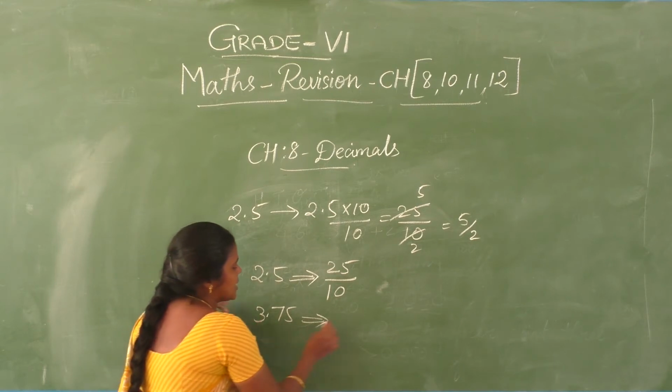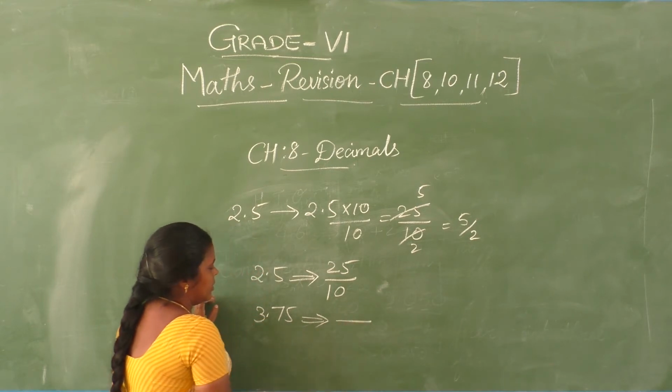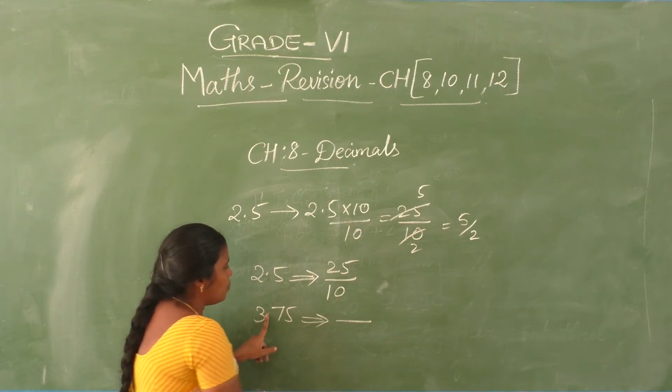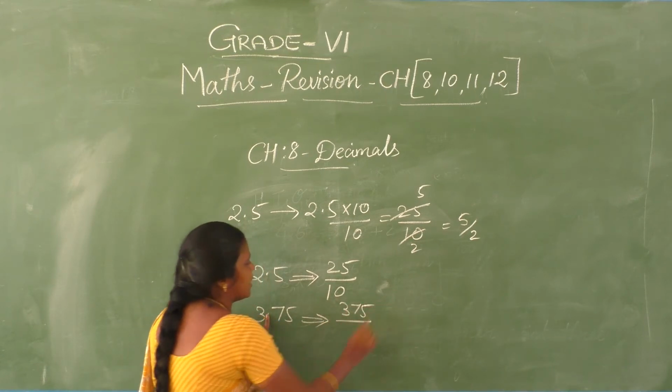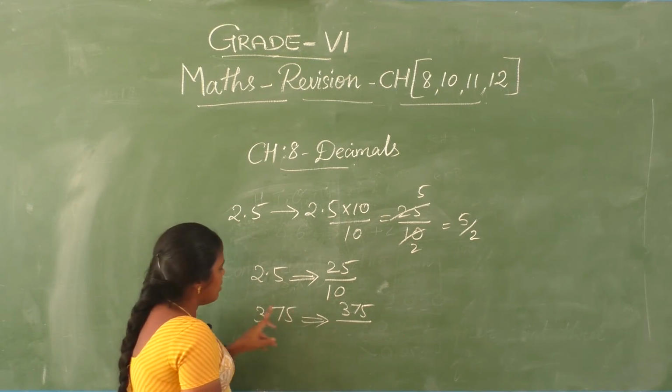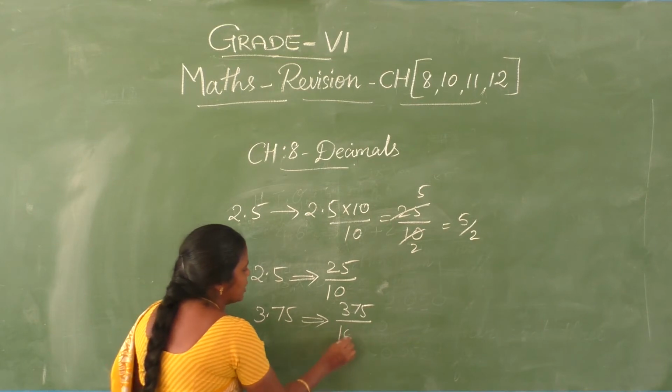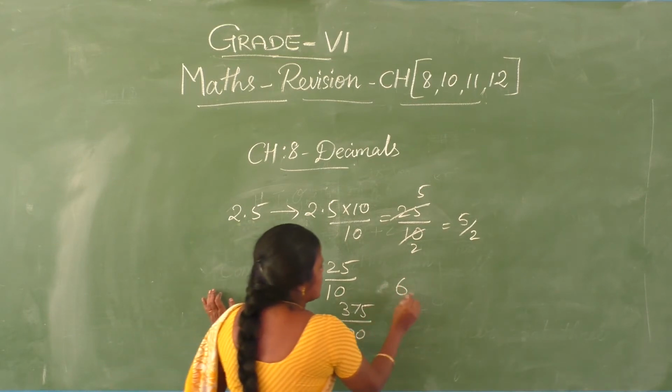Suppose 3.75 like that is there. How to change this decimal to a fraction? First of all, fill the numerator. For filling the numerator, without the point as it is taken, right? For the denominator, for the point, 1. After that, how many digits? 2 digits means 2 zeros, like that.